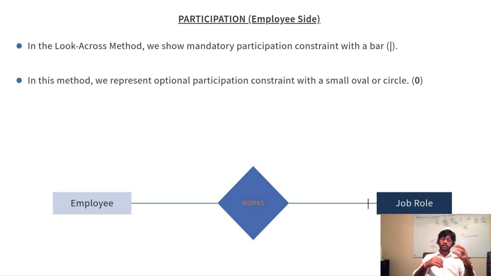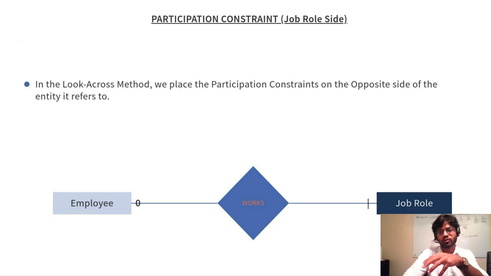So in the look across method, we show participation constraint on the opposite end of the relationship line. So for employees, we draw a bar across the entity next to the job role, indicating mandatory participation. For the participation on the job role side, we place a circle across from the entity next to the employee, which means the role participation is optional. So the key takeaway is in the look across method, we place the participation constraints on the opposite side of the entity it refers to.